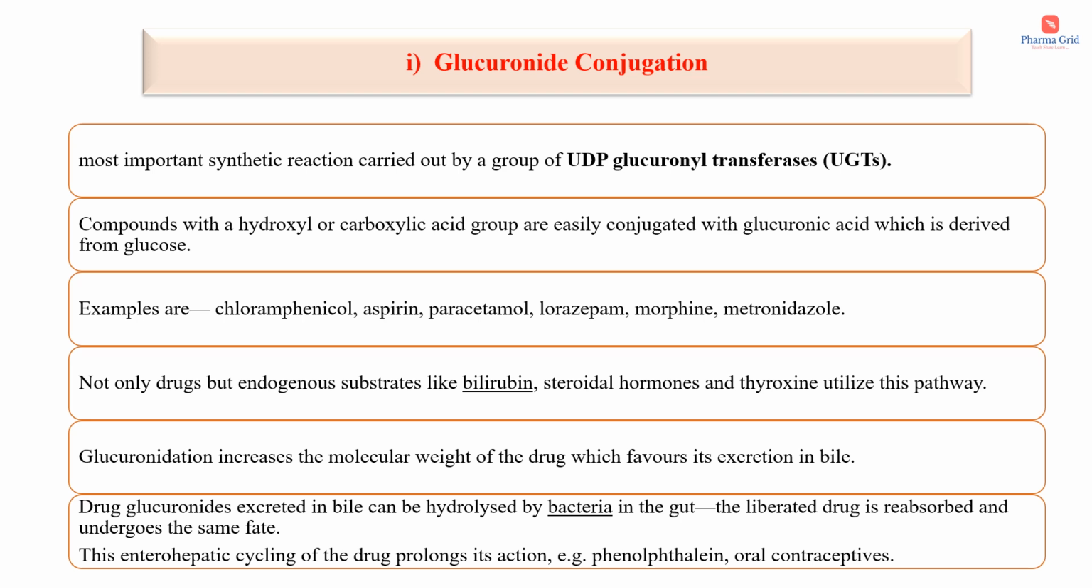So what will happen to this 90% of the drug? It will be hydrolyzed by bacteria in the gut. By hydrolysis, the drug and the glucuronic acid get separated. The liberated drug is reabsorbed and undergoes the same fate. This process is known as enterohepatic cycling of the drug. Enterohepatic cycling means a to and fro motion from liver to intestine and intestine to liver. Due to this enterohepatic cycling, the duration of action of the drug is prolonged. For example, phenolphthalein, oral contraceptives.